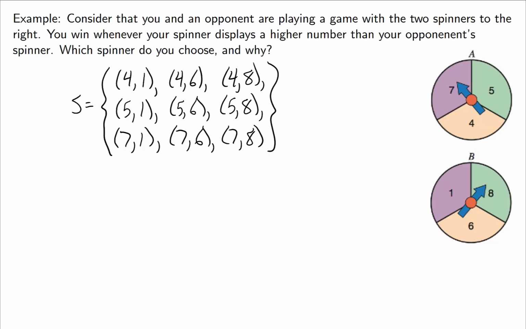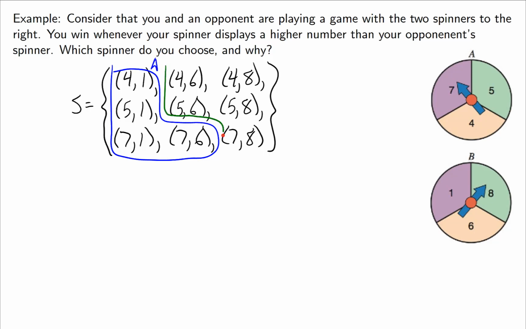Let's look at the ones where spinner A wins. In the 4-1 case it wins. In the 4-6 case it loses, and 4-8 also does. In the 5-1 case it wins, but in the 5-6 and 5-8 it loses. In the 7-1 case it wins, in the 7-6 case it wins, but in the 7-8 case it loses. So these are the winning numbers for spinner A.